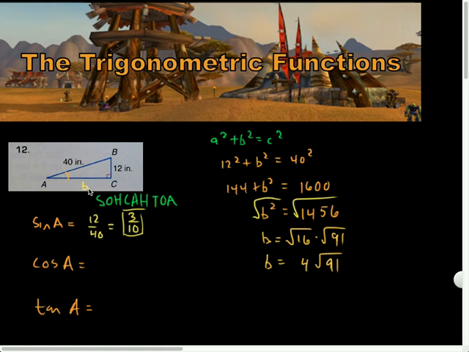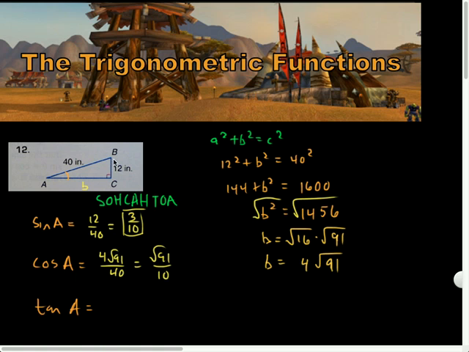Cosine of A is going to be whatever B is over 40, so that's going to be 4 roots of 91 over 40. 4 and 40 can cancel out partially, so that's going to be the square root of 91 over 10. Is that how the book listed the answer? Nice. I like how they also reduced their radical.